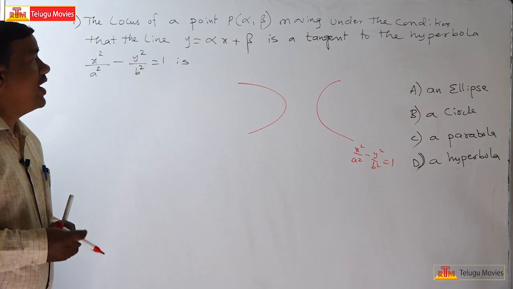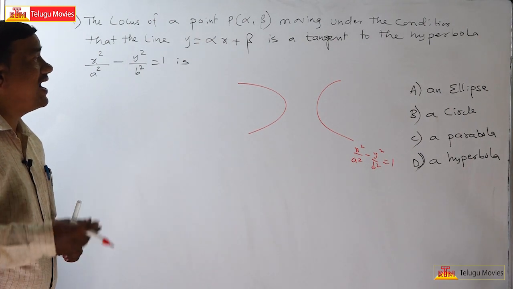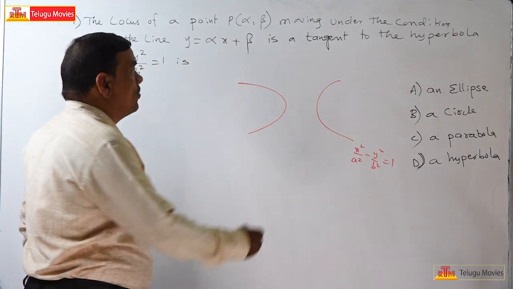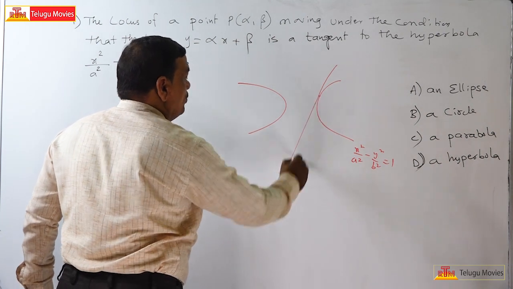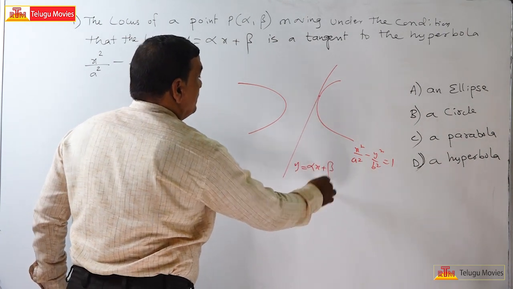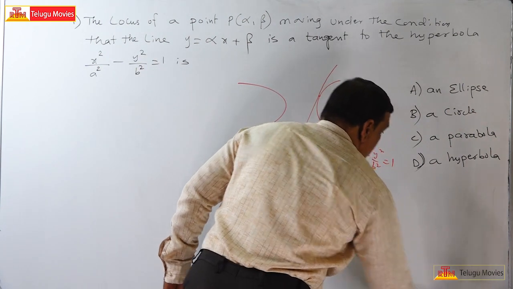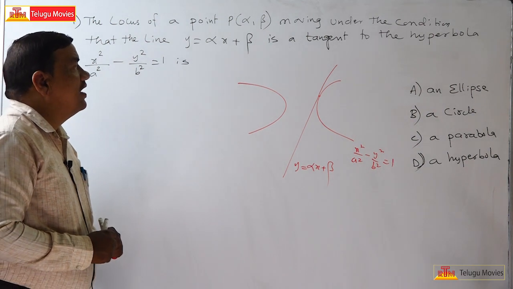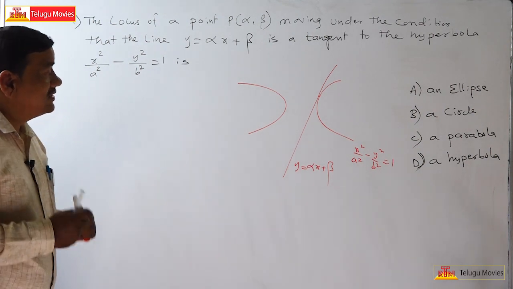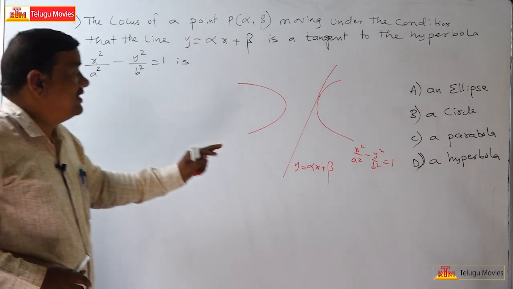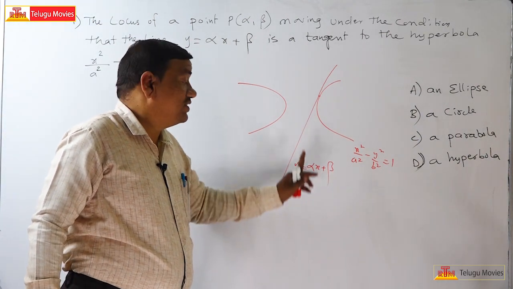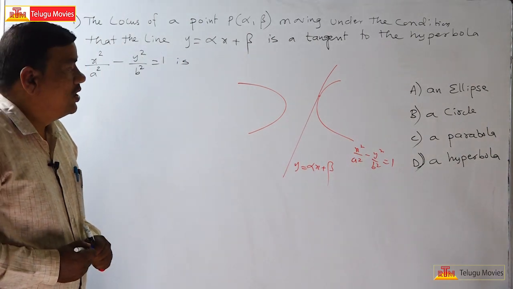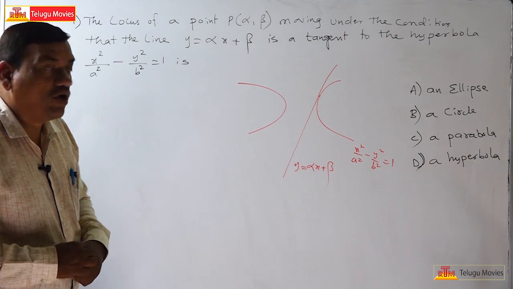The locus of a point P(alpha, beta) moving under the condition that the line y = alpha x + beta is a tangent to the hyperbola. That means here (alpha, beta) is a point such that the line y = alpha x + beta is a tangent. Okay. Now, we know what is the equation of the tangent?